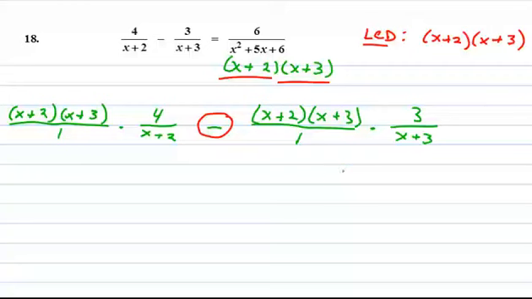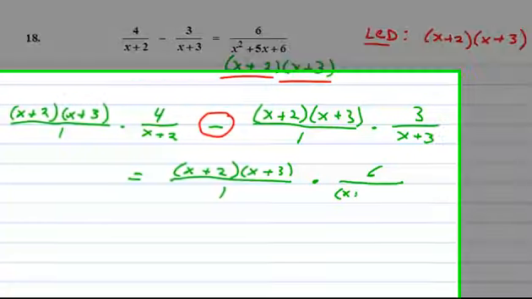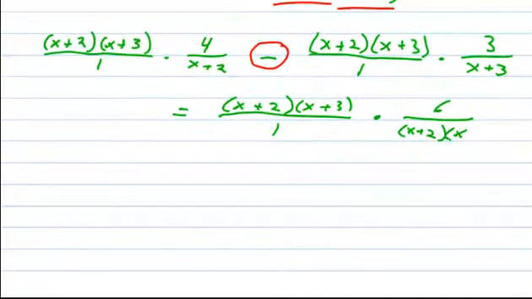And I'm going to run out of room on my screen, so I'm going to go to the next line. Equals x plus 2 times x plus 3 over 1 times 6 over x plus 2 times x plus 3.